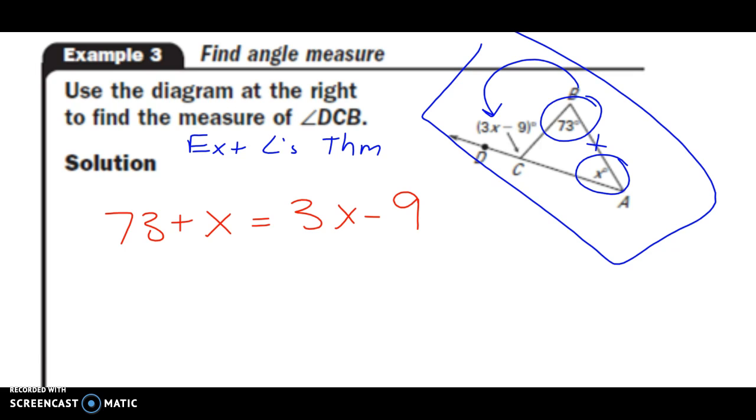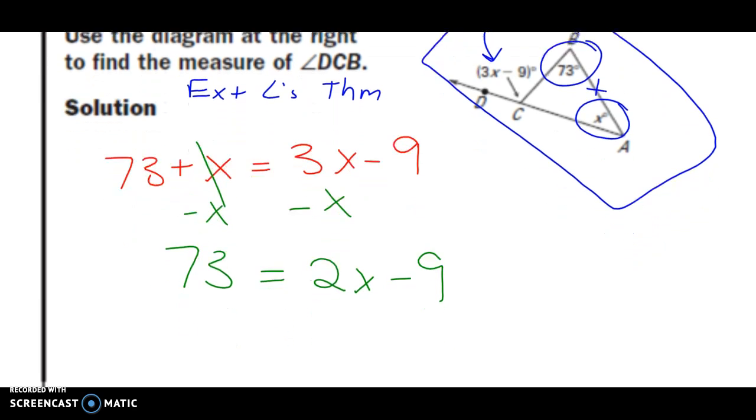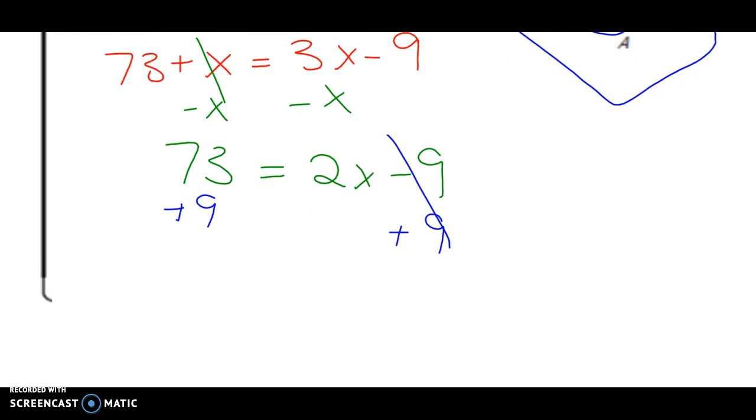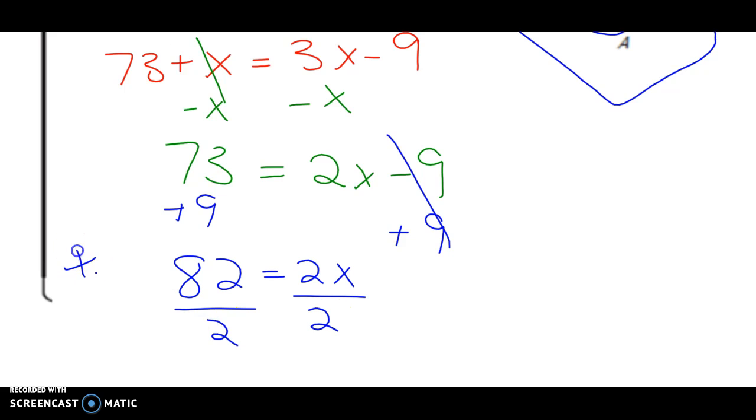Good. So now we just do some algebra. I'm going to do a subtraction step to get the x's together. So that gives me 2x. And then what do I do next? Add the 9. So I'll do an addition step, which gives me how much on the left side? 82. And then we do a division step. Therefore, x is 41.